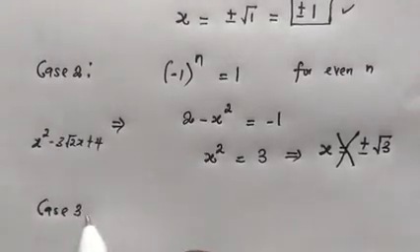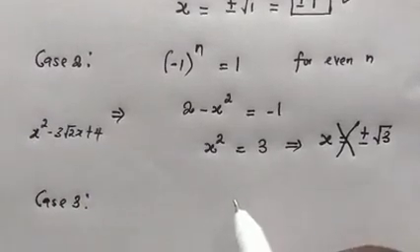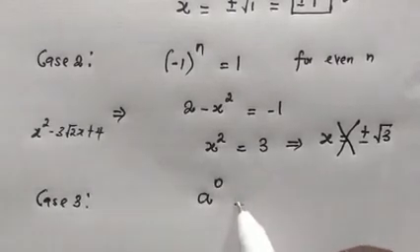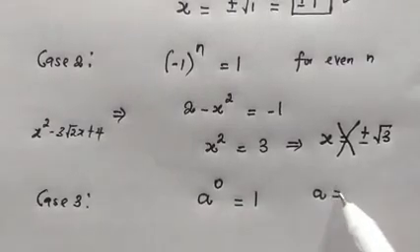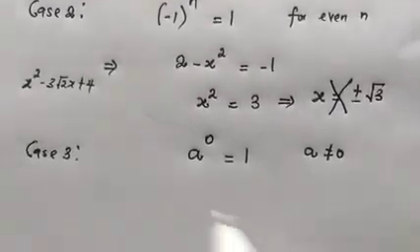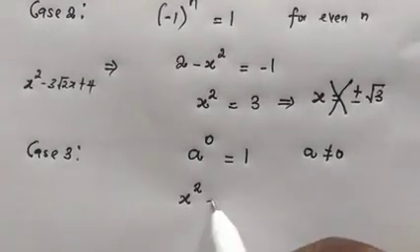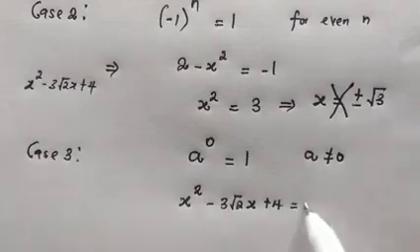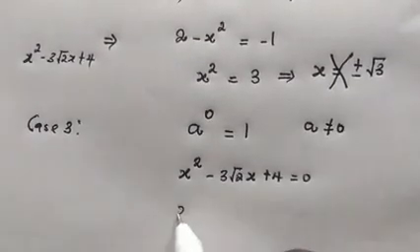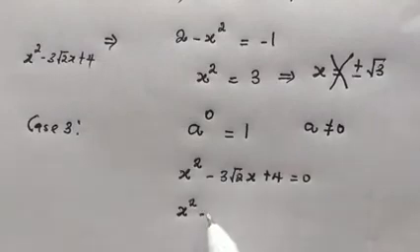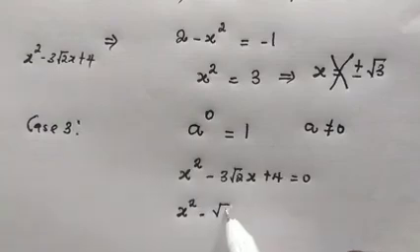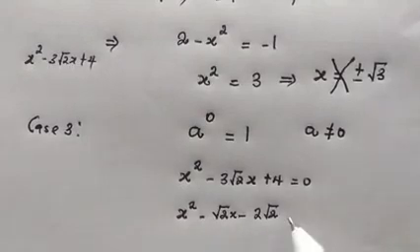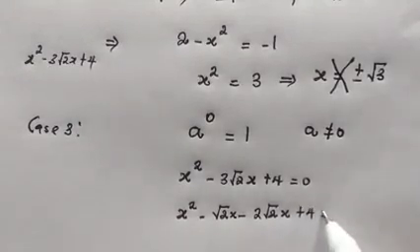That is our case 3. Case 3 is where we're going to remember that a raised to the power of 0 must always be equal to 1. Consider that a must not be equal to 0. Therefore, we're going to let the power x squared minus 3 root 2 x plus 4 equal 0, right? So here we have x squared, minus root 2 x, minus 2 root 2 x, and then plus 4 equals 0.